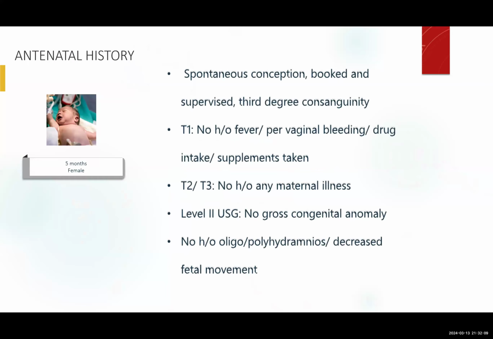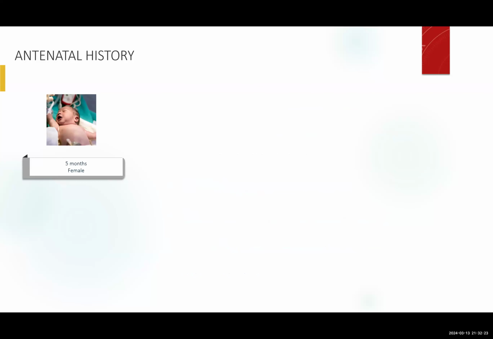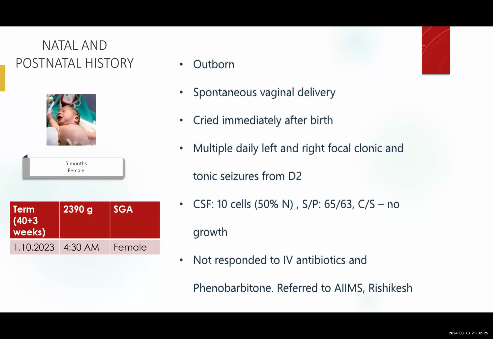In antenatal history, it was a spontaneous conception, booked and supervised, with third-degree consanguinity present. The trimester history was uneventful. The level 2 USG showed no gross congenital anomaly, with no history of oligohydramnios, polyhydramnios or decreased fetal movement. In the natal and postnatal history, the baby was born at term at 40 plus 3 weeks with a birth weight of 2390 gram, which was SGA, by spontaneous vaginal delivery, and cried immediately after birth.